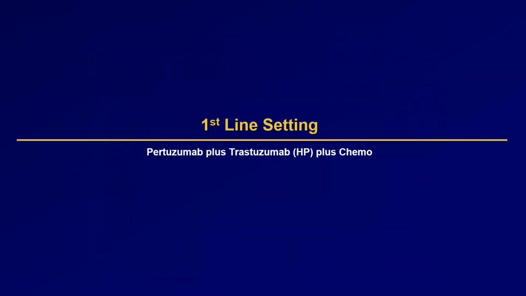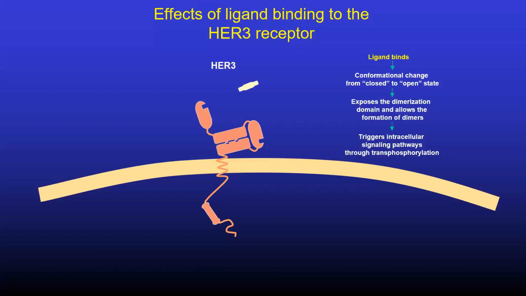So in the first line setting, when I say line, I mean a patient comes to clinic and has never received treatment for metastatic disease. That's the first line. The standard of care in most of the world, where available, is giving a chemotherapy, taxane, plus 2 antibodies, pertuzumab and trastuzumab. So what is this pertuzumab? I just told you what trastuzumab is.